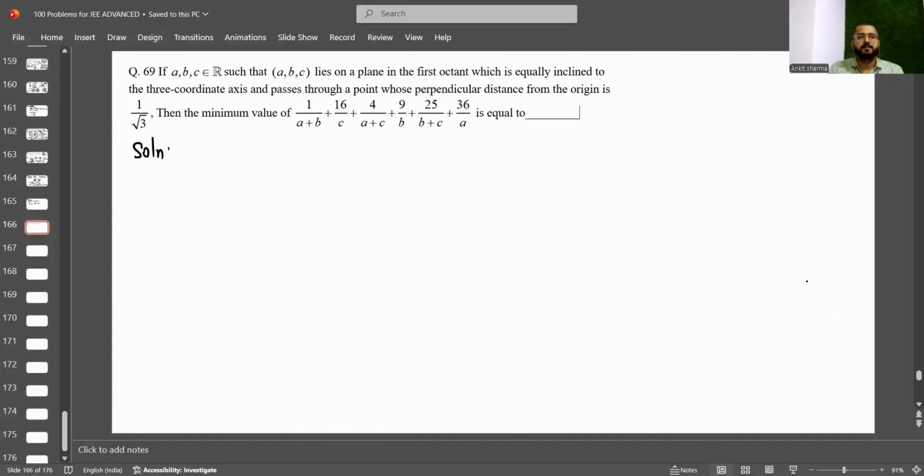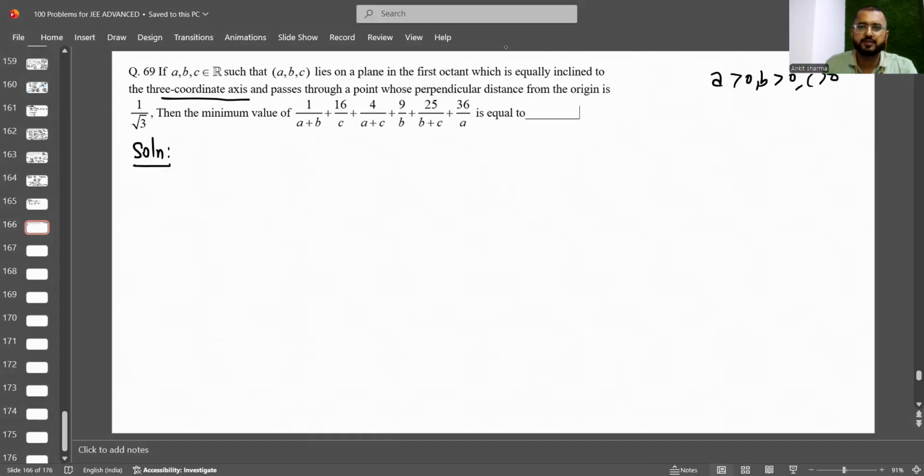Number 69. Here we have a, b, c lying on a plane in the first octant. Lying in the first octant means a, b, c must be positive. Now the next part is that the plane is equally inclined to the three coordinate axes.